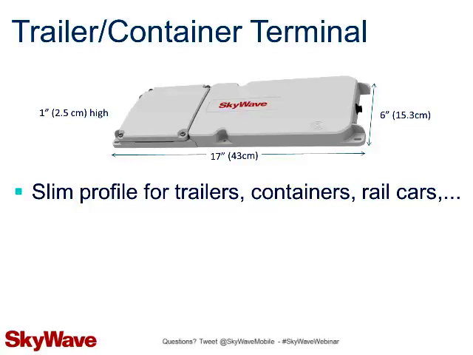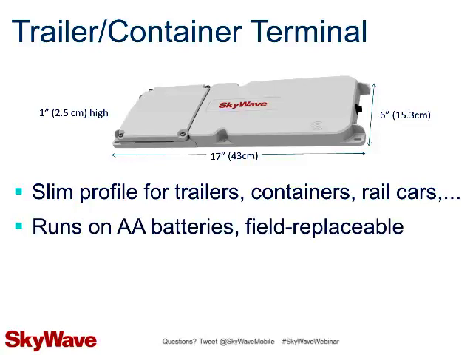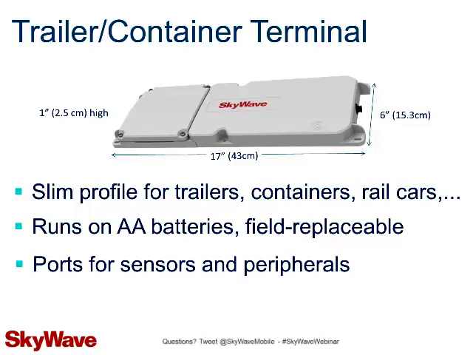The final terminal that I want to show you is our IDP800 terminal that has a very slim profile antenna with integrated batteries. The terminal runs on either 12 rechargeable or non-rechargeable AA batteries that are field replaceable. If the terminal is using rechargeable batteries, it can use the power source, like a vehicle power, to keep it charged. Like the other IDP terminals, the IDP800 has sensor and peripheral ports to connect to temperature sensors, cargo door sensors, and data terminals for communicating with the drivers.